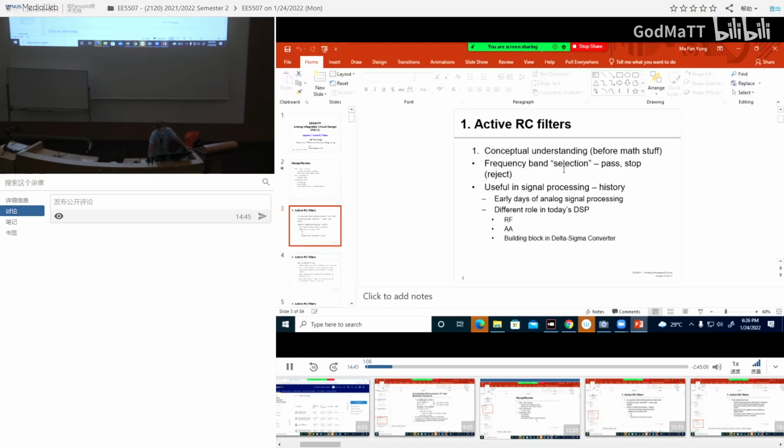In the filter we talk about selection. A filter can select certain frequencies, and then reject certain frequencies. So we use terms like pass band. What is a pass band, and what is the stop band or the reject band? And there are different types of filter: low pass, high pass, band pass, notch. So filters are very useful in signal processing.